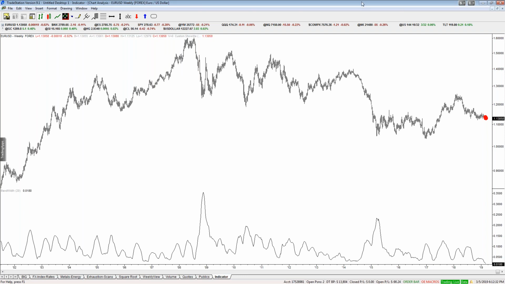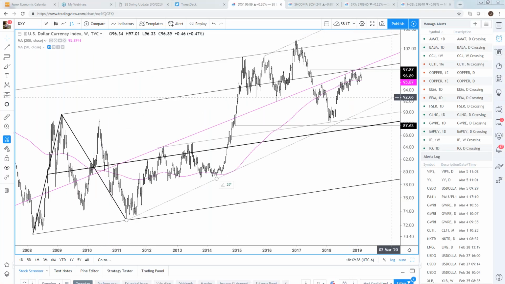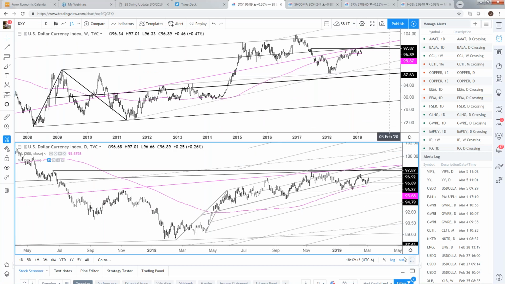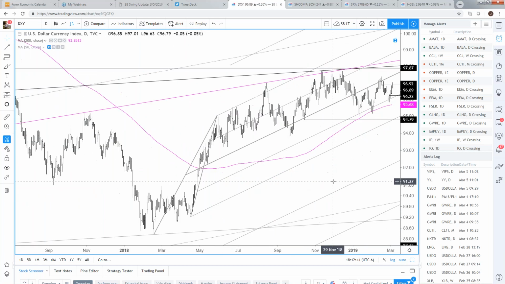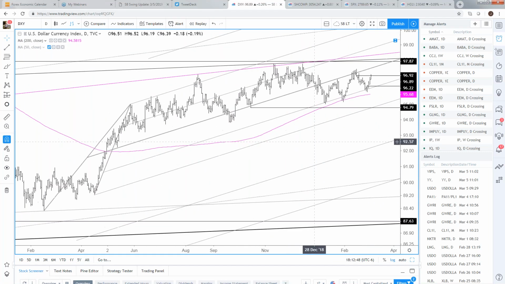Okay, so back to DXY for now. All right, so here's the weekly. Let's look at the daily real quick. Daily chart might be a little messy, sorry about that, but what we're looking at here is we've drawn a channel.